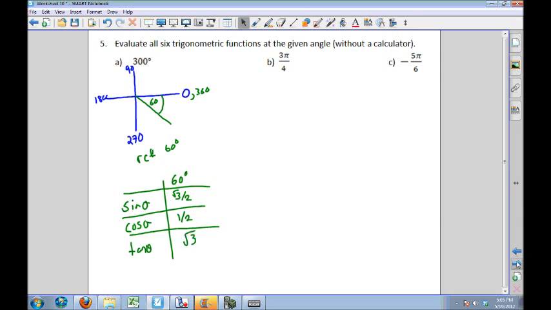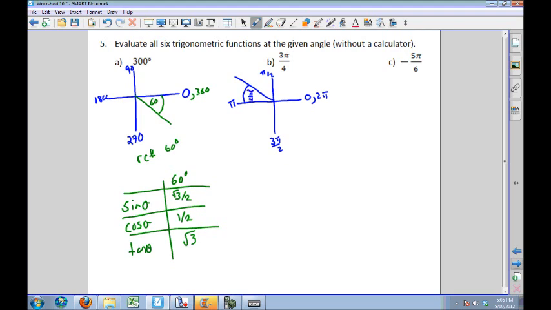My next one, 3 pi over 4. Well, now instead of degrees, we're talking about radians. So 0, pi over 2, pi, 3 pi over 2, and 2 pi. Well, 3 pi over 4 is a little bit short of 1 full pi. So I'm going to be in my second quadrant. And it is 1/4 short of 1. So that will leave me with a reference angle of 1/4 of pi.